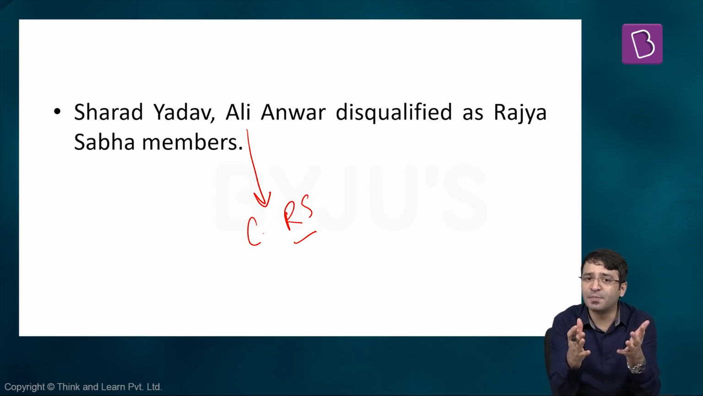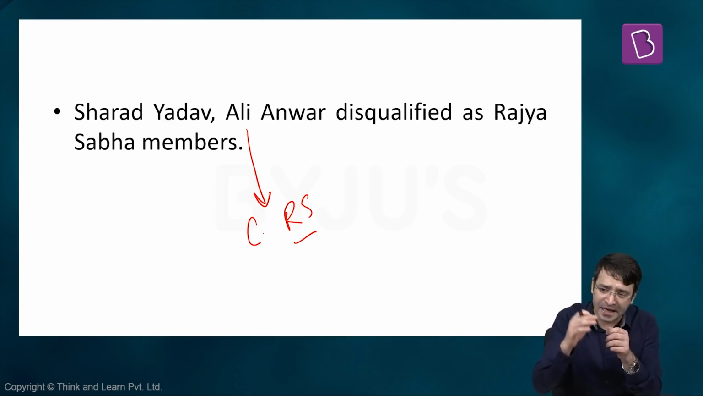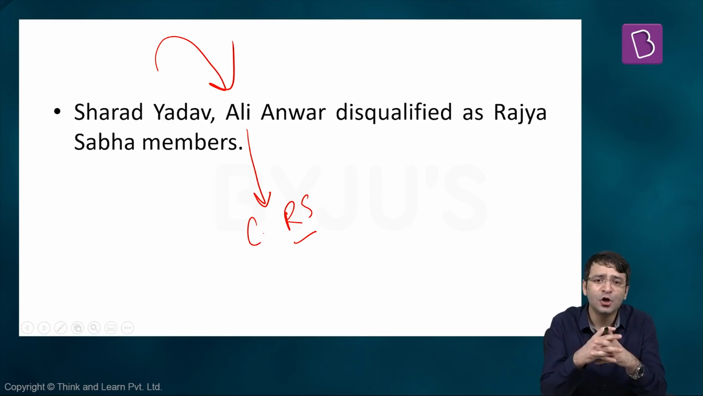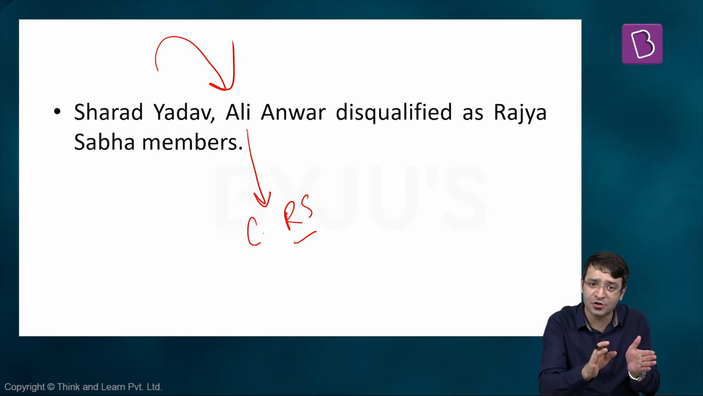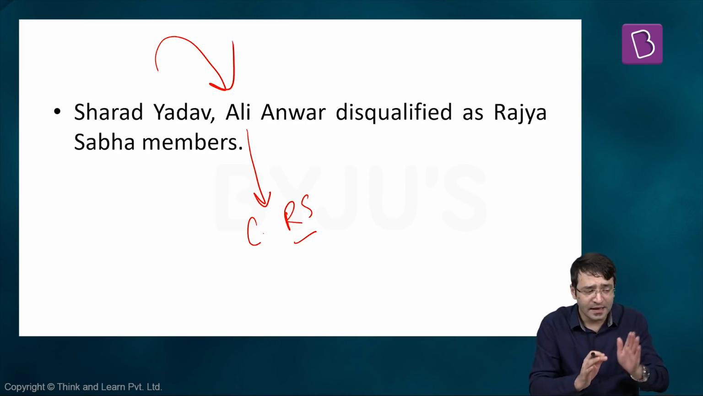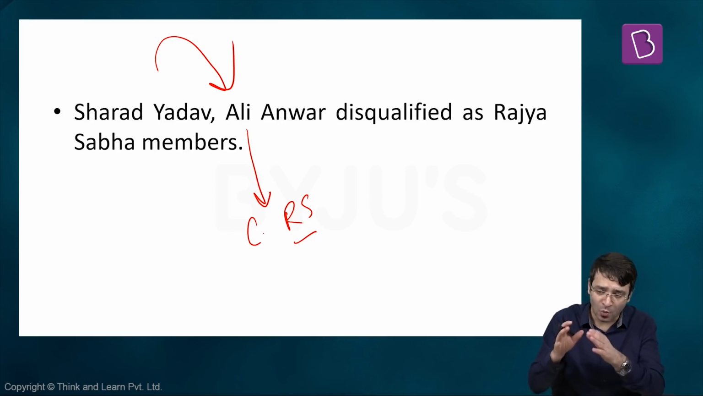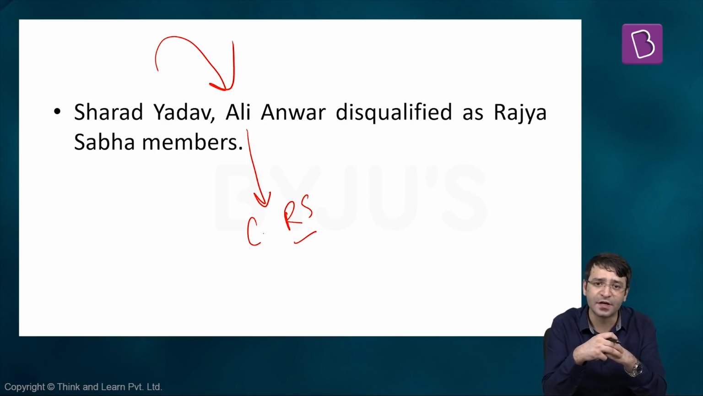Who is the chairperson of Rajya Sabha? M. Venkaiah Naidu, the Vice President of India. JDU filed a petition before the Vice President of India that Sharad Yadav and Ali Anwar should be disqualified under anti-defection law because their conduct outside the parliament is such that we can safely assume that they have voluntarily given up the membership of the JDU. Vice President accepted this. Sharad Yadav and Ali Anwar were disqualified under anti-defection law.